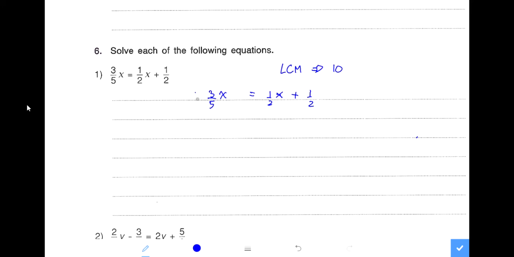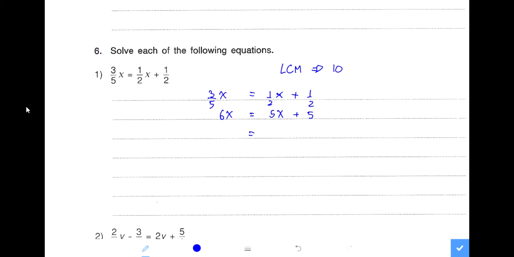If you multiply 10 here, it goes 5, 1, 5, 2. 2 times 3 is 6, so this one becomes 6x. If you multiply 10 here, 10 is divided by 2, that is 5, and 5 times 1 is 5. So it's 5x here. And then 1 over 2 times 10 is 5.